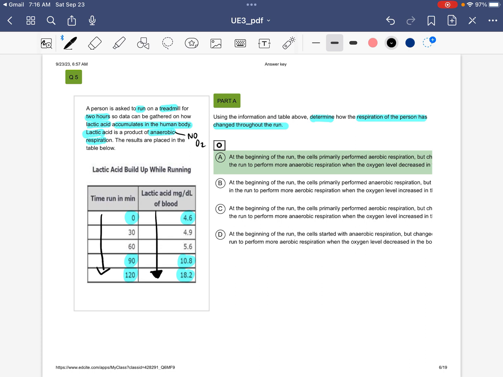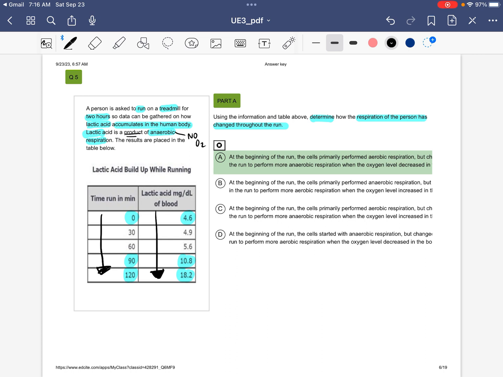And just apply this to yourself. Biology is super easy to apply to our own bodies. As we run more, what is happening to our body, right? So lactic acid is a product of cellular respiration, which is no oxygen. When you run more, you have less oxygen for the most part, right? Like you're getting tired.